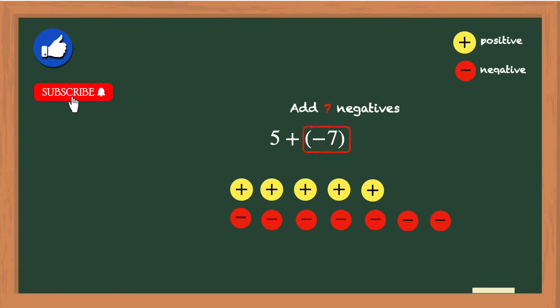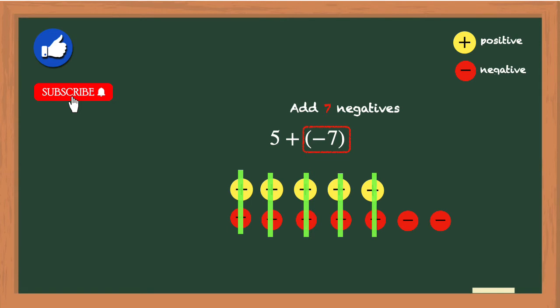You'll notice that I lined up my positive and negative counters so that I can easily cancel out those zero pairs. Remember, 1 positive counter paired with 1 negative has a value of 0. So now I will cancel out all of my zero pairs going from left to right. As you will see, we have 1, 2, 3, 4, 5 zero pairs.